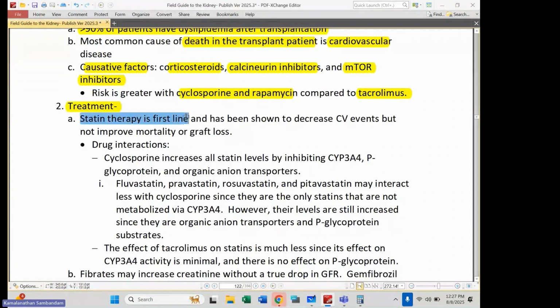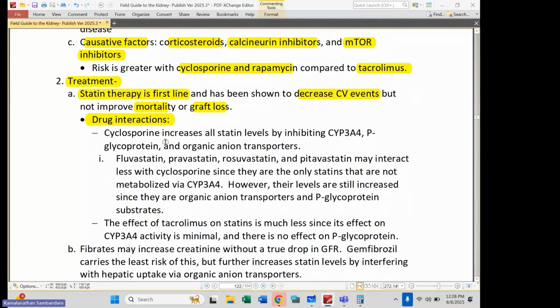Statins are the first line. There is a randomized controlled trial looking at fluvastatin, if I remember correctly. It's either Prava, I believe it's fluvastatin. There's a randomized control trial in transplantation looking at the early initiation of fluvastatin on transplant patients, irrespective of their lipid levels. And there was a reduction in cardiovascular events, but no change in mortality or graft survival. Okay, but there was a statistically significant reduction in cardiovascular events.